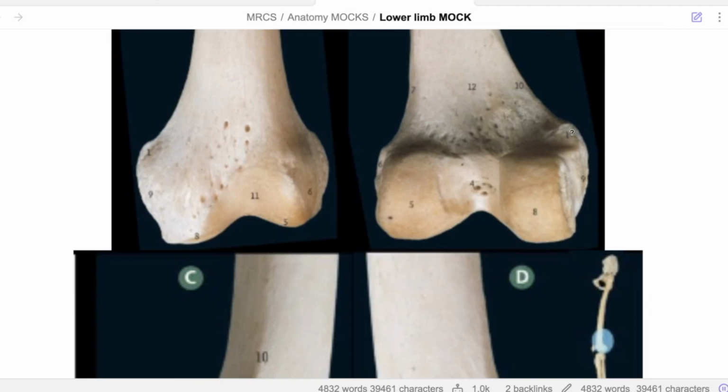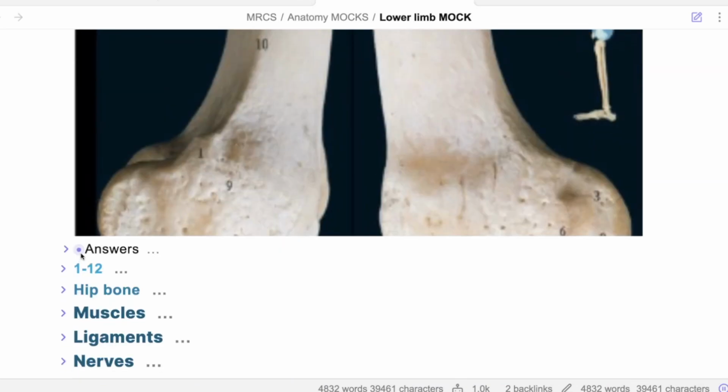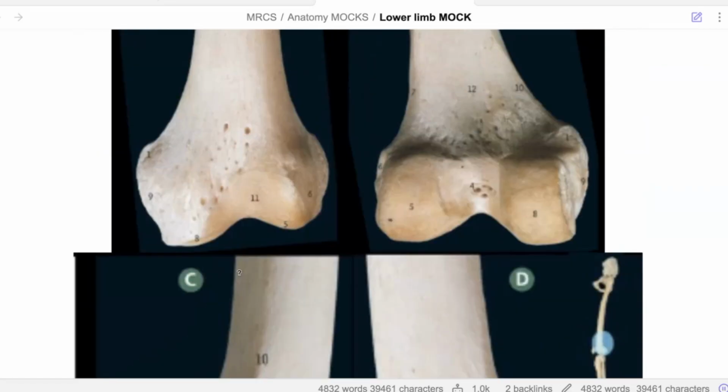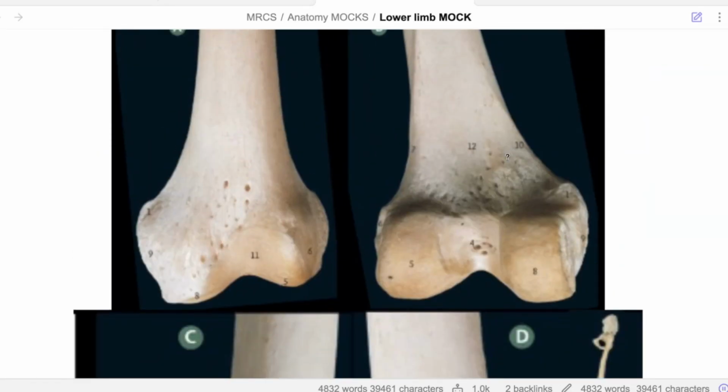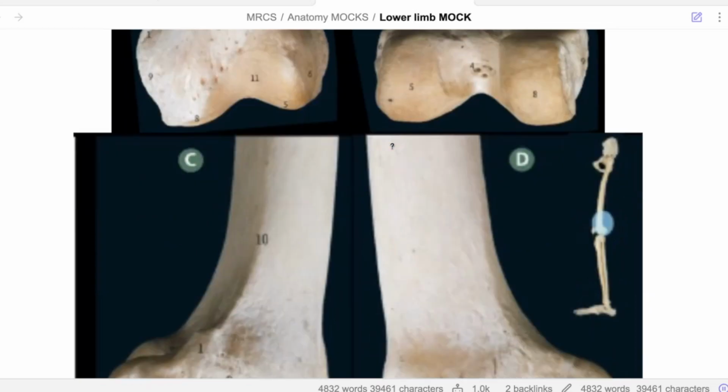I might need to check 1. I think it's epicondyle, because 6 is the lateral epicondyle, is it? I will need to check 1. Yeah, that's what I was thinking. One is adductor tubercle. Yeah, one is adductor tubercle, and 8 is, like you said, and 5, and then the lateral epicondyle on 6. Okay.